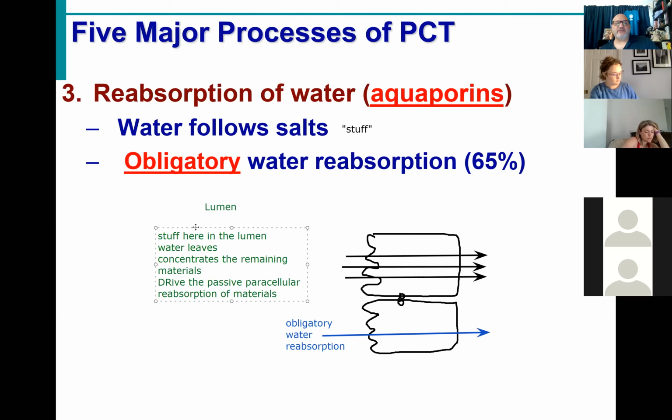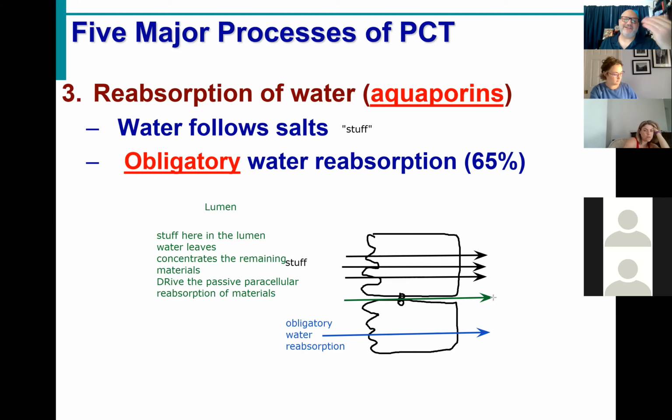So as the stuff here in the lumen gets more and more concentrated, we get a stronger and stronger driving force for this. And as a result, many components are actually able to follow, oops, that should be green, follow that concentration gradient from the denser concentration here inside the lumen between the cells back into the body. And again, if it's going paracellularly, then obviously there are no transporters involved, and this is a passive process.